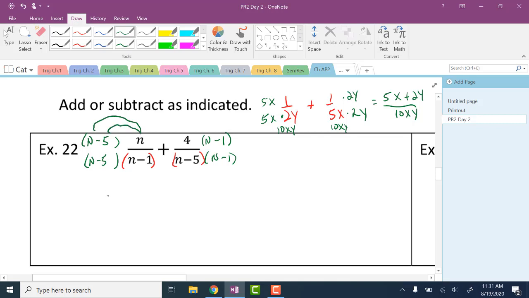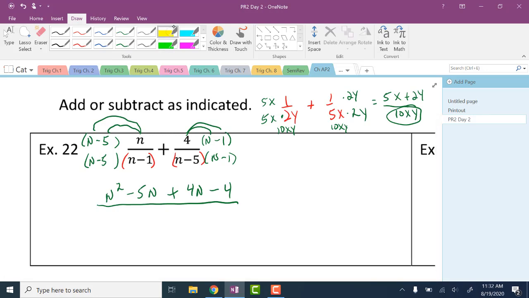Distribute up in the top. Do not distribute on the bottom. As a matter of fact, I'll show you what you should do on this. Plus 4n minus 4. Remember what I said, the whole point of doing the common denominator is to put the numerator over that common denominator.